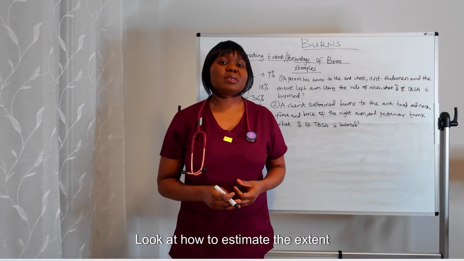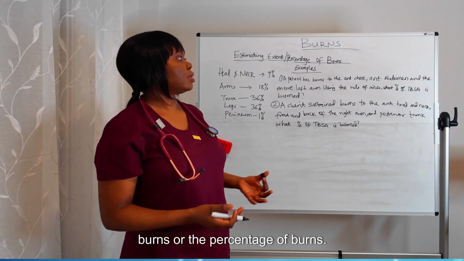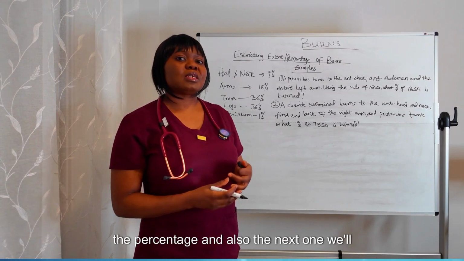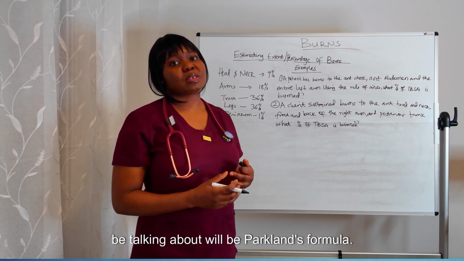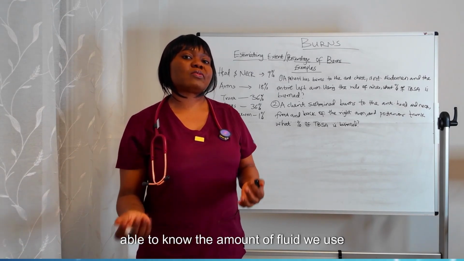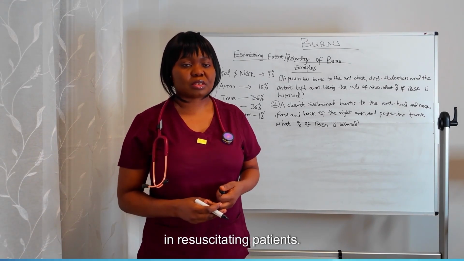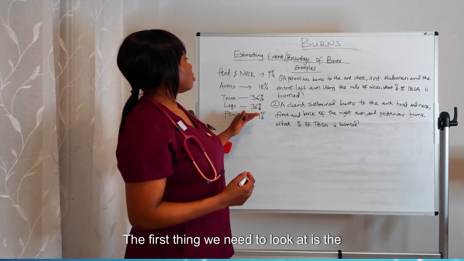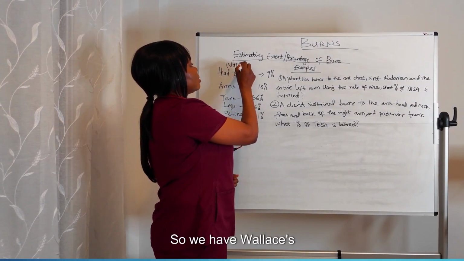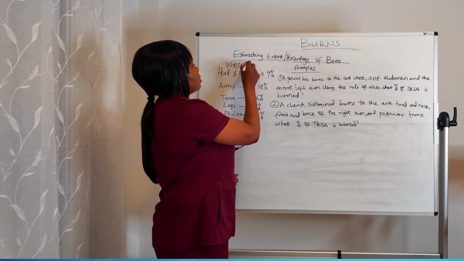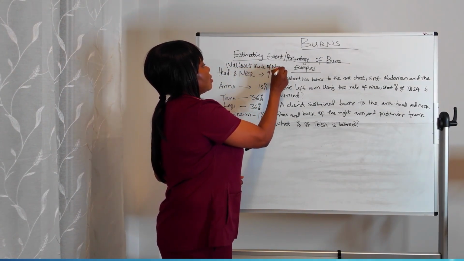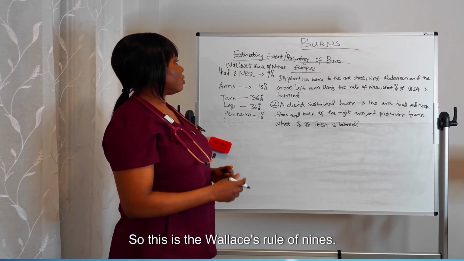Now let's look at how to estimate the extent of burns, or the percentage of burns. We need this percentage, and also the next topic we'll be talking about, Parkland's formula. We need to put these two together to be able to know the amount of fluid we use in resuscitating patients. The first thing we need to look at is the Wallace rule of nines. So this is the Wallace rule of nines.